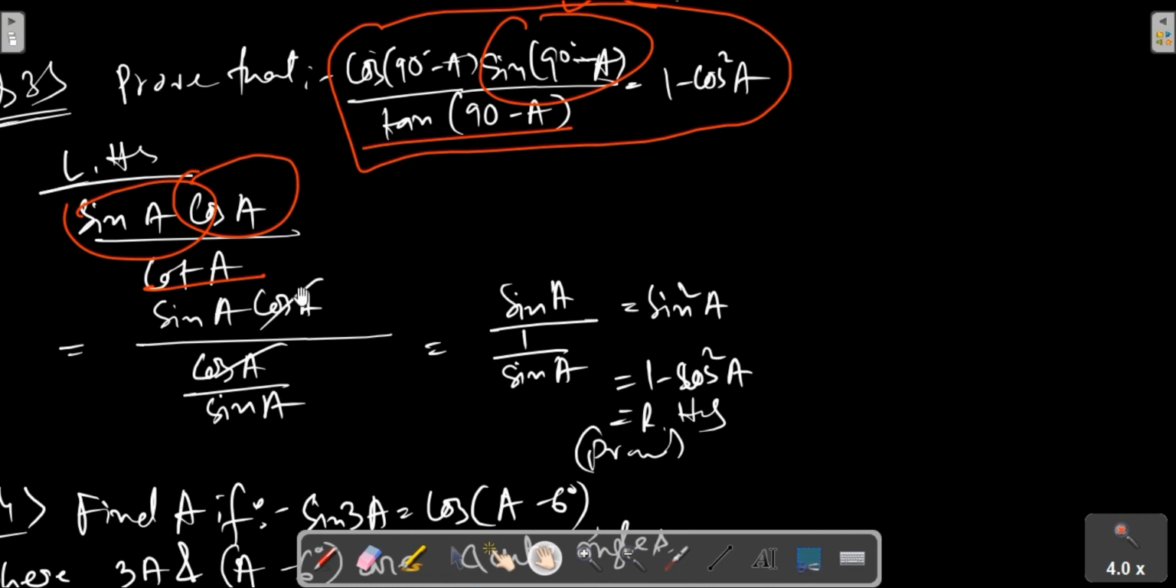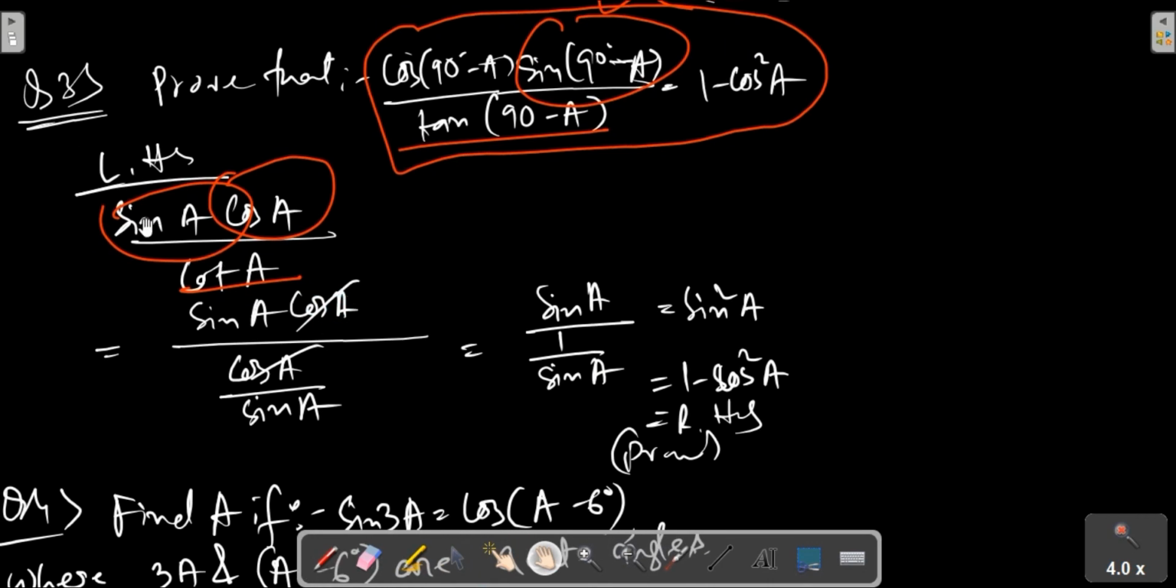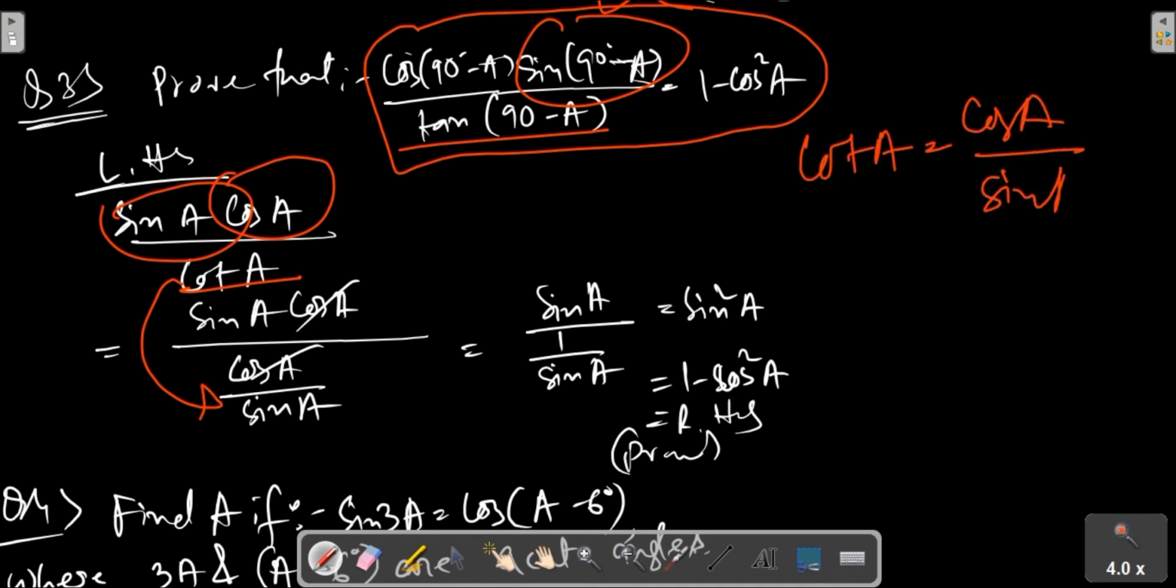But now after this one, I'm just keeping the sin a and cos a side by side. That's the same manner. But in the place of this cot a, I have written the formula. We know that cot of a is equal to cos a divided by sin a. So I have written that formula. Now we can see that these two cos a can be cancelled out. So I remained with this sin a divided by 1 by sin a. Now you know this sin a will be going to the upward side, so it would give you sin square a.